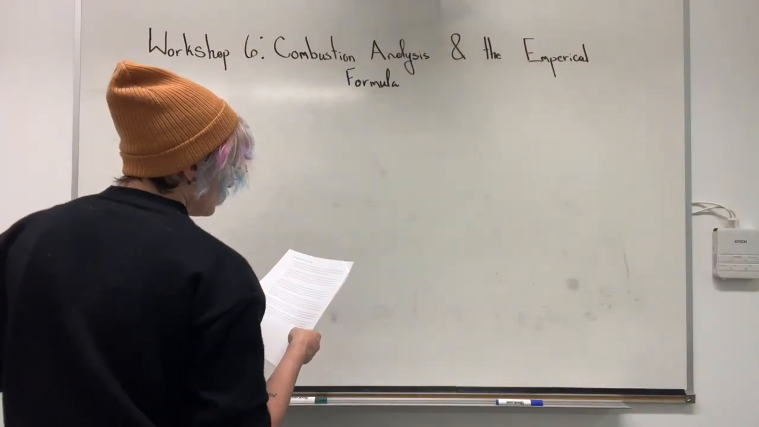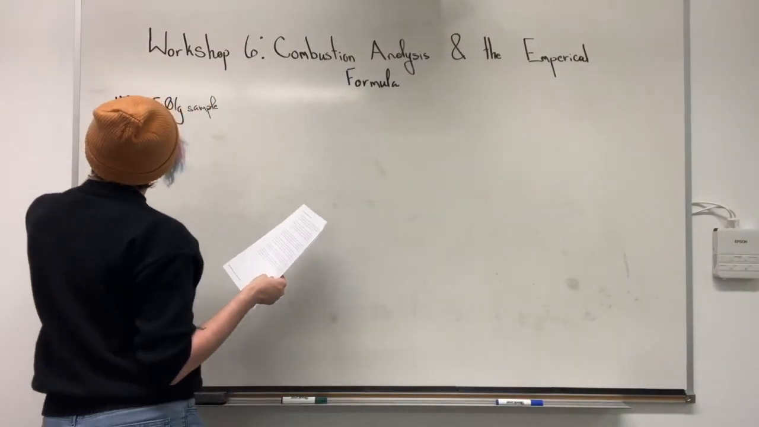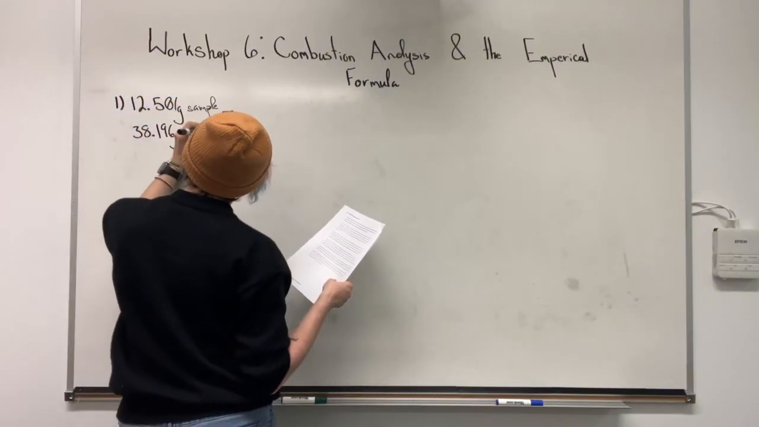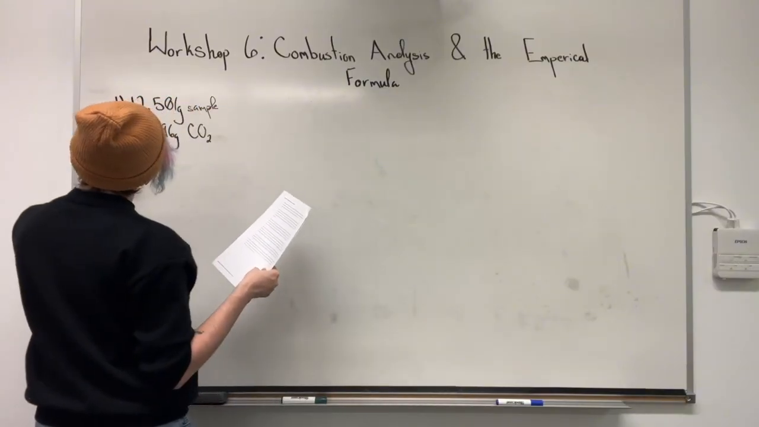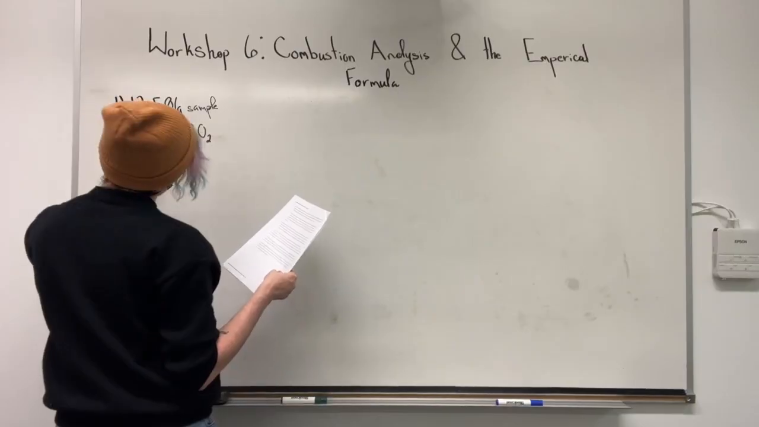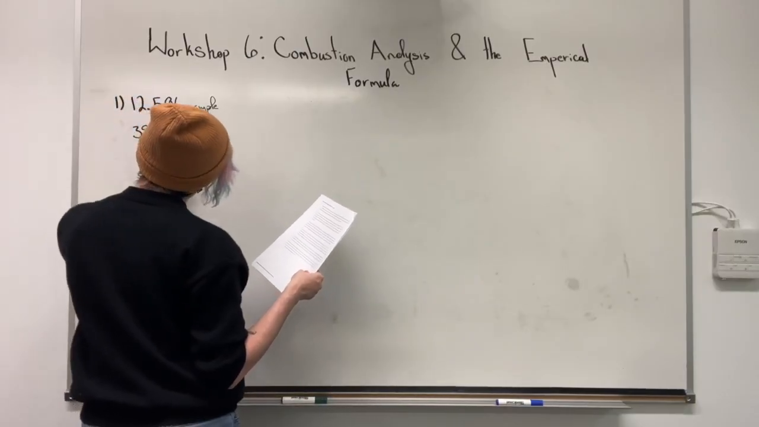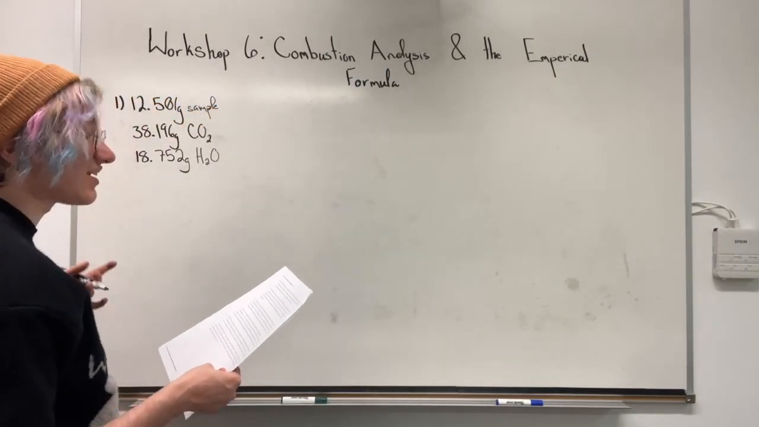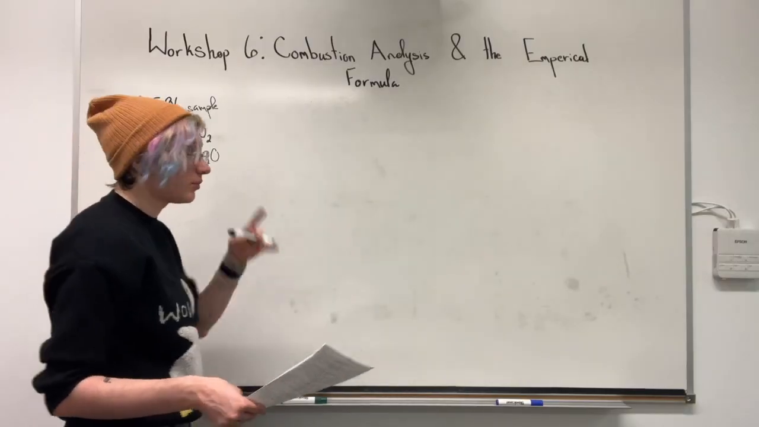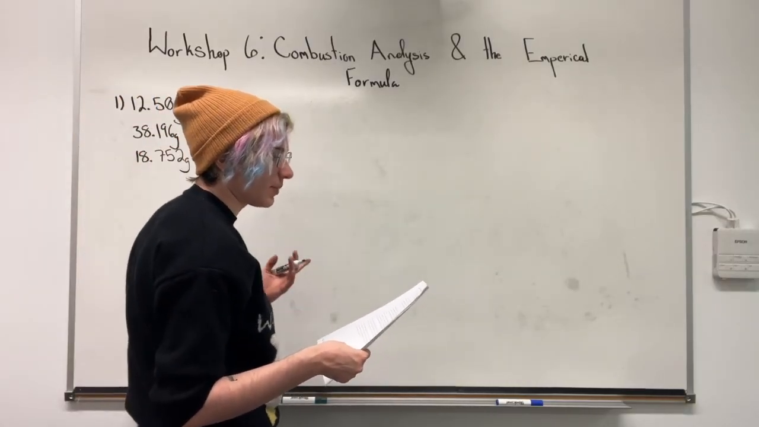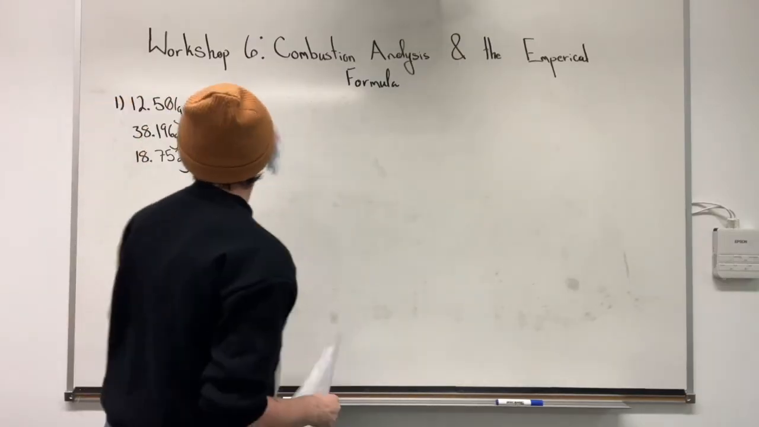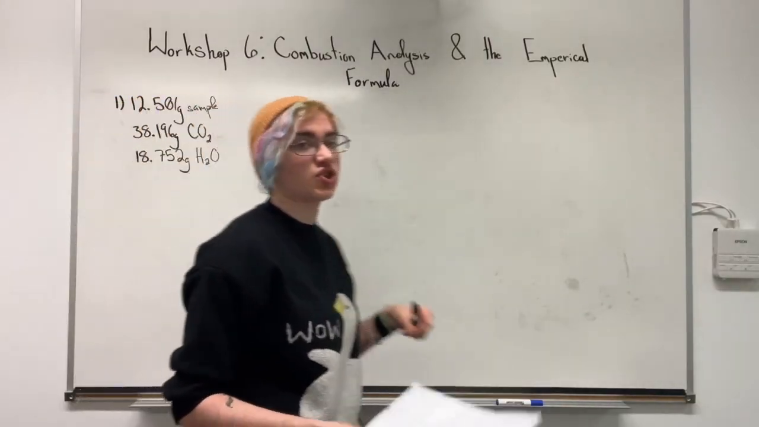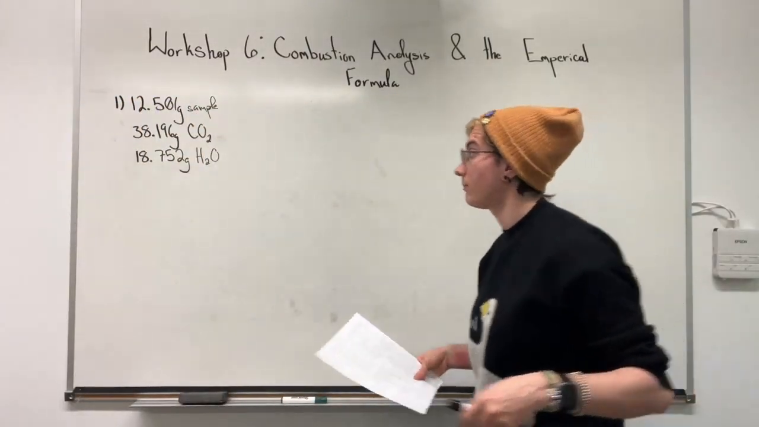And then after combustion, the petroleum produced 38.196 grams of carbon dioxide and 18.752 grams of water. So a previous analysis determined that the compound does not contain oxygen. So they even told us in the problem that it is not going to contain oxygen. Establish the empirical formula of the compound. So we know the mass of the sample, we know the mass of our carbon dioxide and our water, and we know that it's just carbon and hydrogen that we are concerned about.